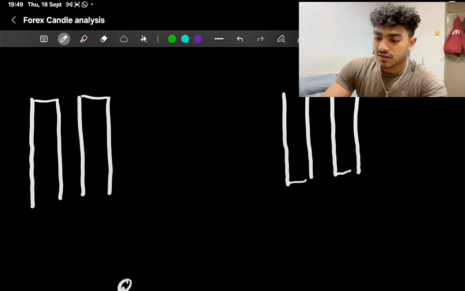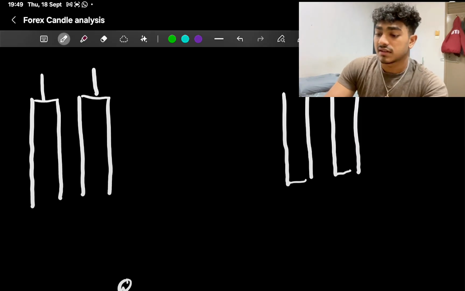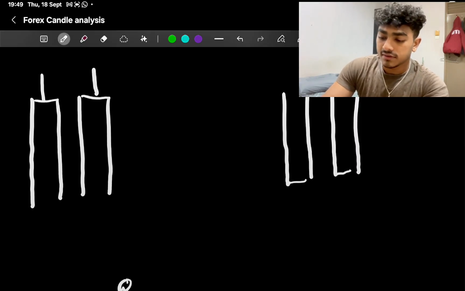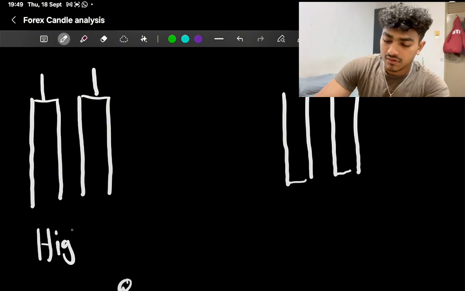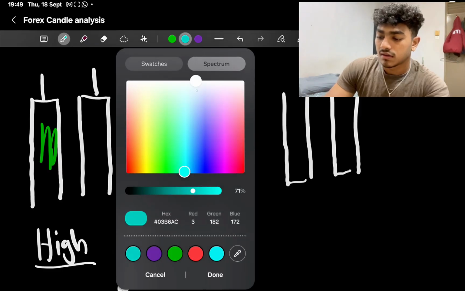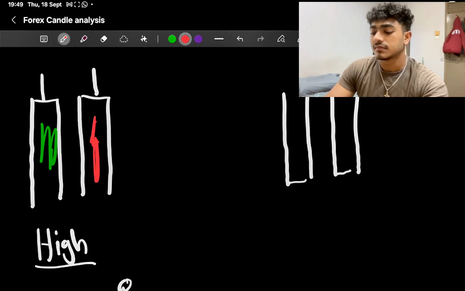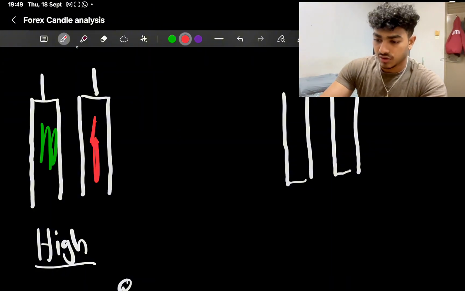So for a high, the wick size doesn't matter, it just matters the color of the candles. For a high, it needs to be one green and one red. That is a high. And how do you measure a high?